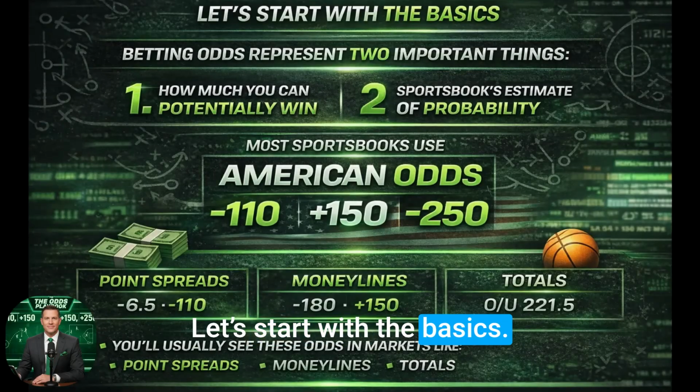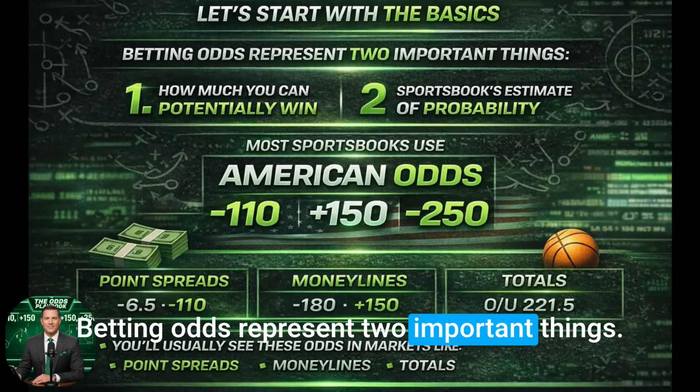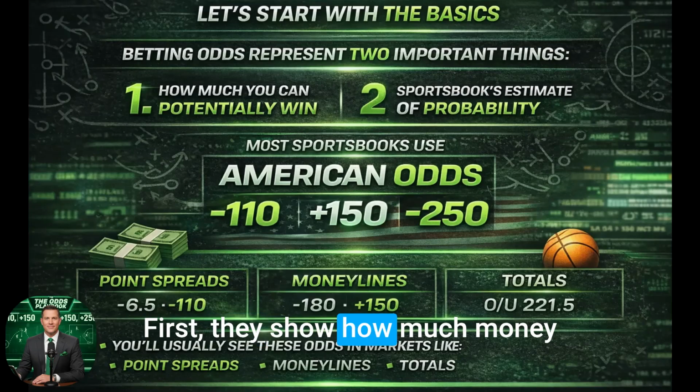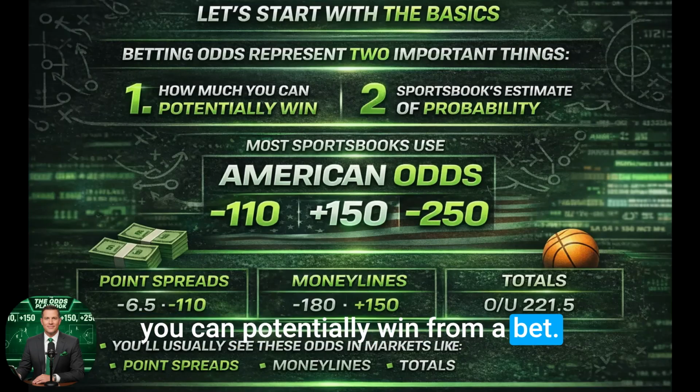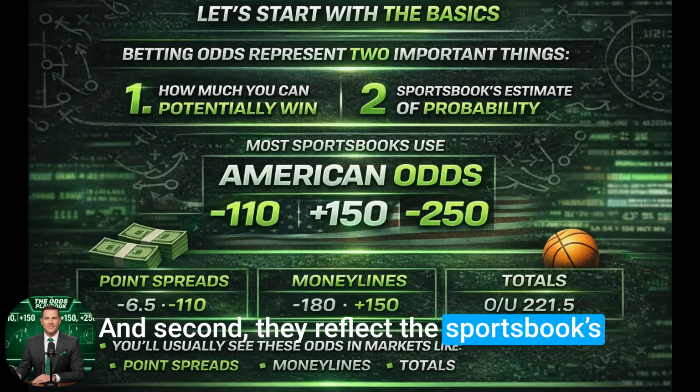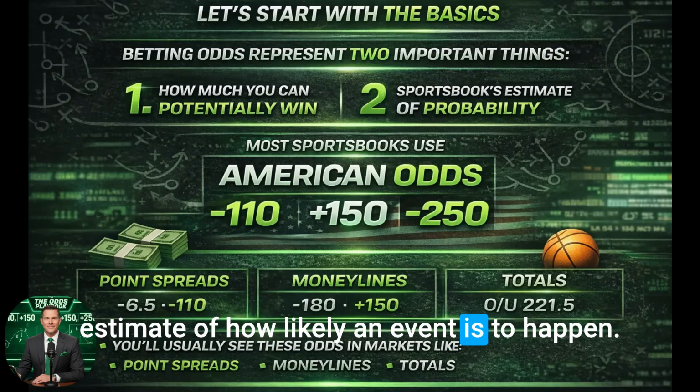Let's start with the basics. Betting odds represent two important things. First, they show how much money you can potentially win from a bet. And second, they reflect the sportsbook's estimate of how likely an event is to happen.